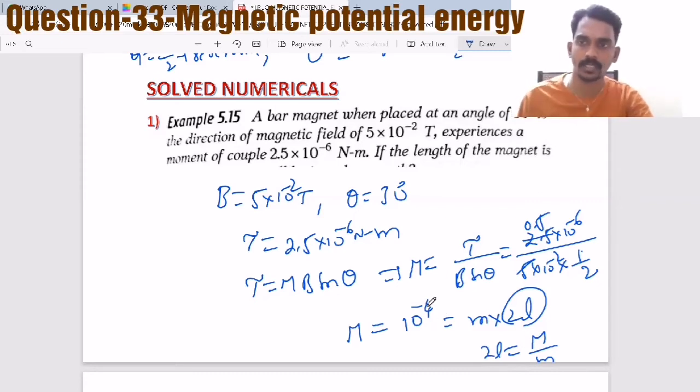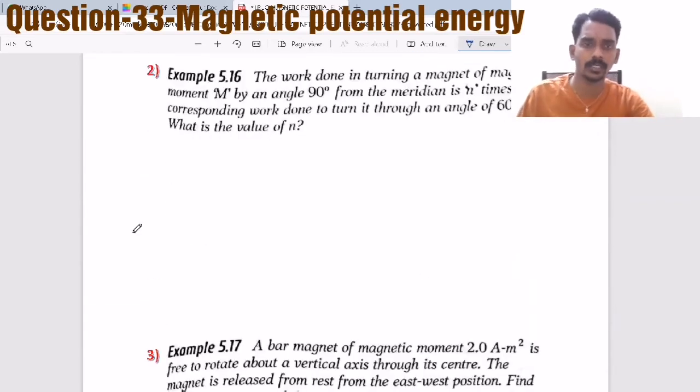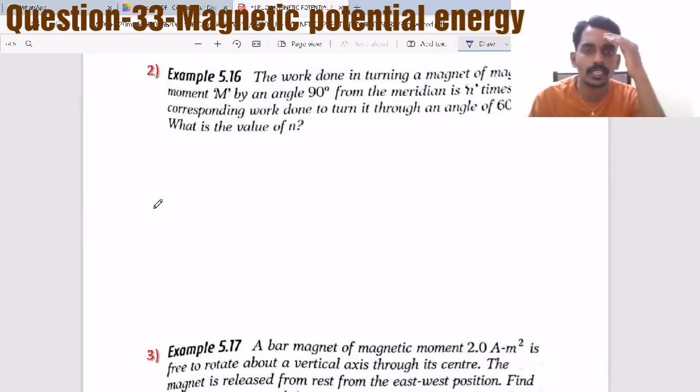Just try to understand carefully. Now, after this, the second question: the work done in turning a magnet of magnetic moment M by an angle of 90 degrees from the meridian is n times the corresponding work done to turn it through an angle of 60 degrees. What is the value of n?